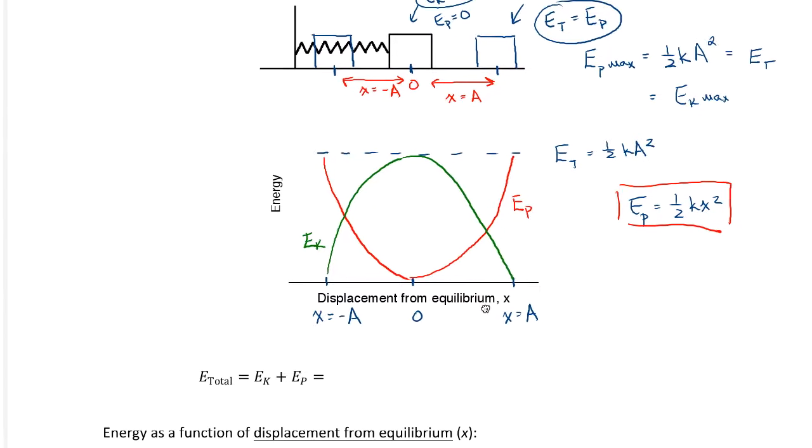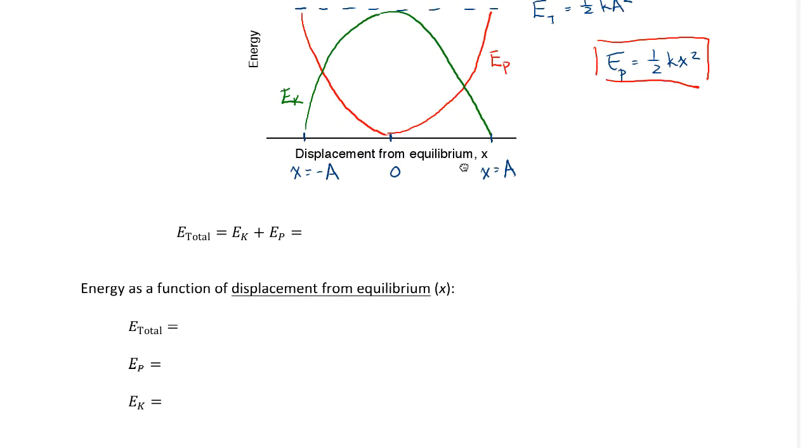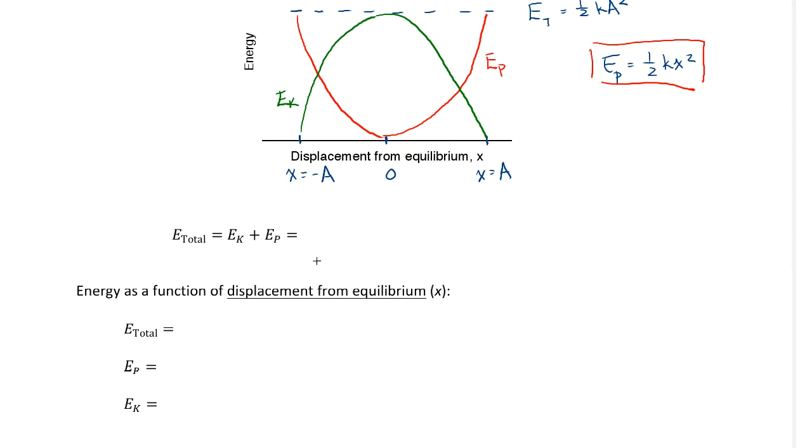So once again, the total energy is equal to the kinetic energy plus the potential energy, and we know that the kinetic energy is equal to a half times mass times velocity squared, and we know that the potential energy stored in a spring is equal to a half times kx squared, and now we've seen that those two must add up to a half times kA squared. So let's summarize all of this down here.